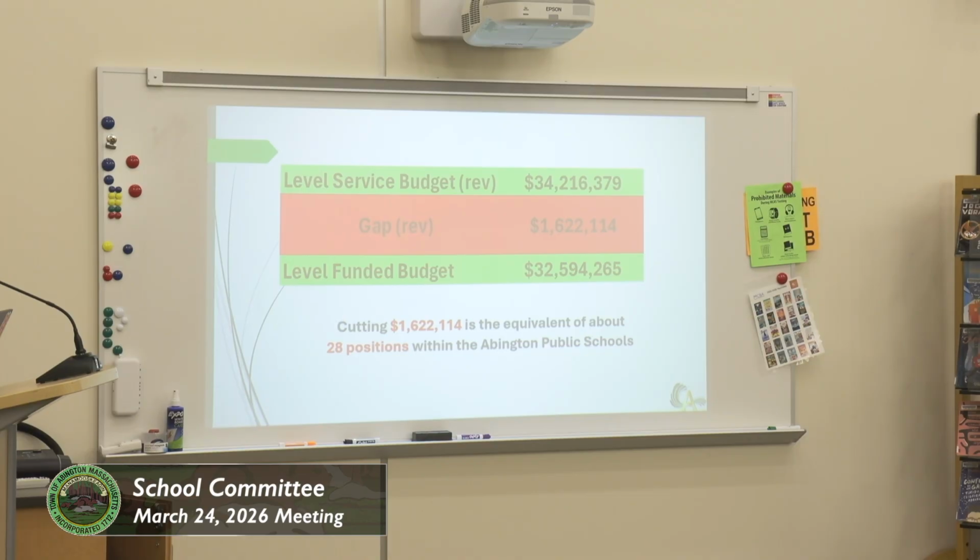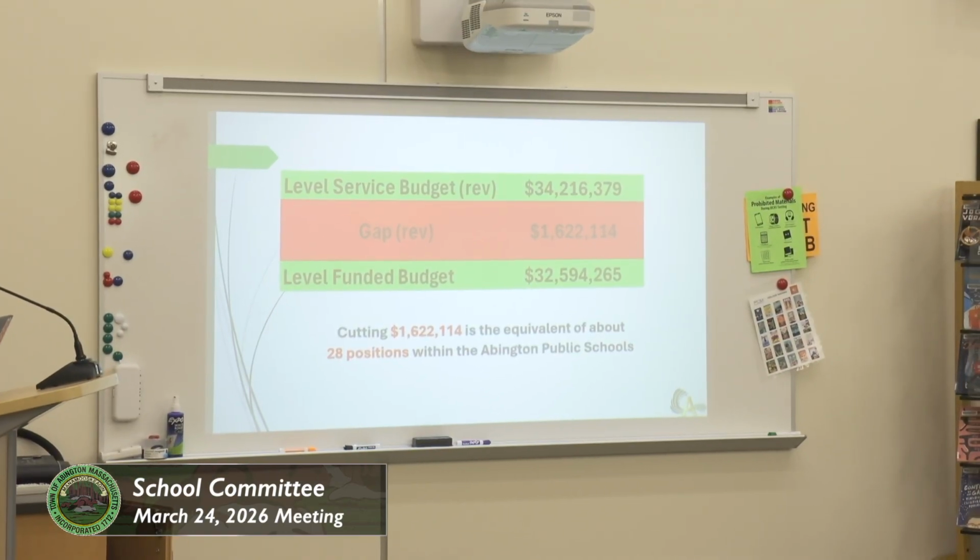But with that being said, this adjustment does not restore any of the positions that were presented on the reduction in force list, because this is a decrease to the proposed increase. So with this decrease, it sets the gap between level service and level funded to $1,622,114. This is the amount that will be presented at town meeting for the school department on May 4th, 2026, as well as the ballot vote on May 16th, 2026.